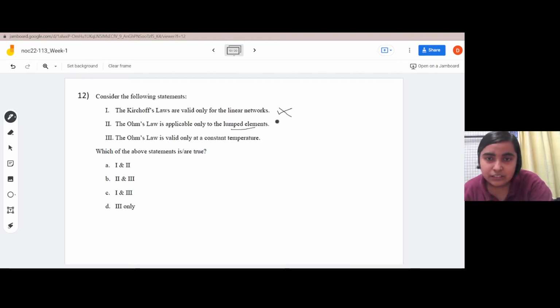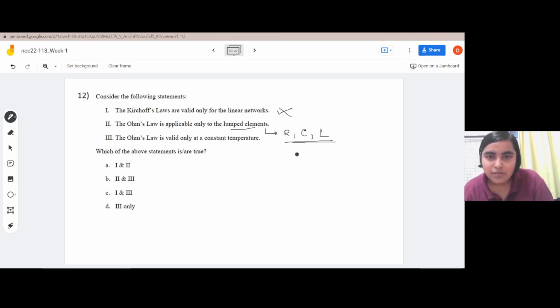Did you get it? No, ma'am. Once again, what are lumped elements? Basically, any lumped element corresponds to a very small element, if the size of the element is smaller than the wavelength of the signal applied. Here the signal applied will be the voltage, the current, or any other signal. Those kinds of elements are called lumped elements. Examples are resistor, capacitor, inductor, etc.